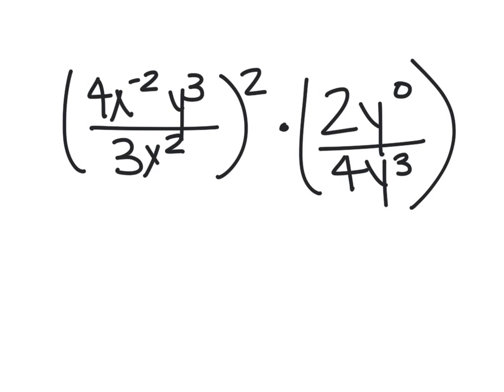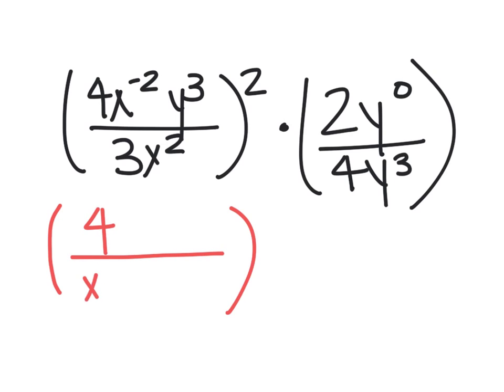Our last problem, we've got a lot going on here. We've got some negative exponents inside. We've got to combine some things. So we're going to start with what's inside our parentheses. So if we look at the first one, well, my 4 is okay because it's positive. My x to the negative second, it needs to go on bottom because it's unhappy. My y to the third is good because it's on top and it's happy.